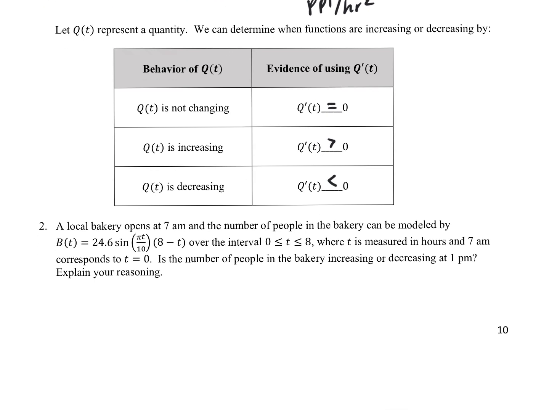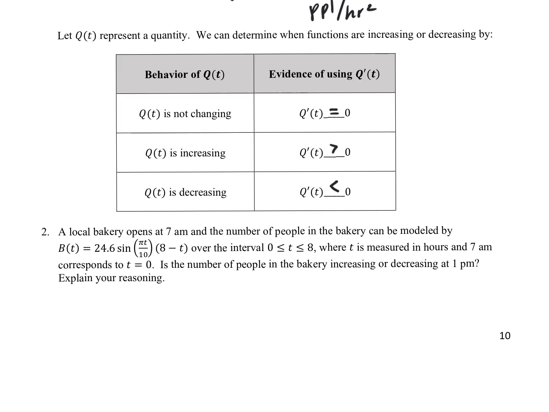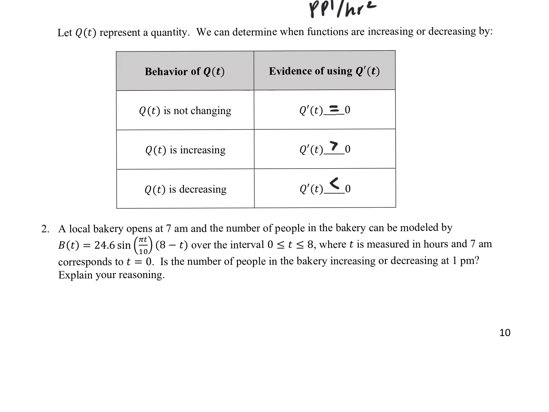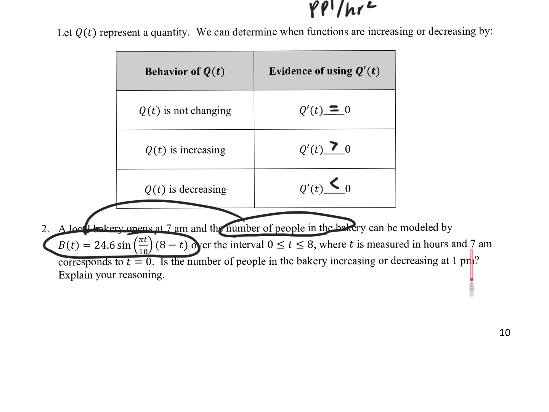Good, good, good. Okay. And then it says a local bakery opens at 7 a.m. The number of people in the bakery, that is not a rate if you ask me. That's just the number of people, B of T. When T is at 7 a.m., T is 0. Is the number of people in the bakery increasing or decreasing at 1? Number of people increasing or decreasing.